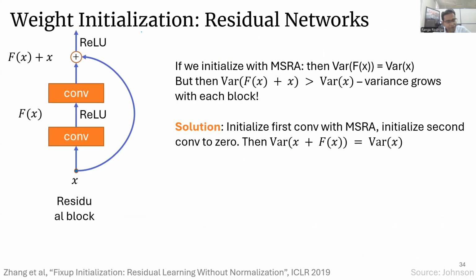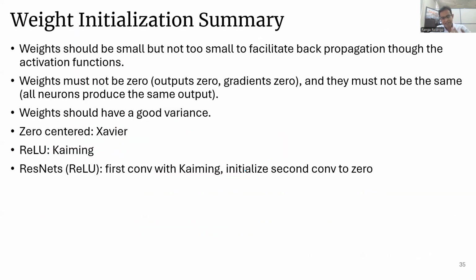Then for weight initialization for residual networks with ReLU, there is a problem. You know that the output is f(x) plus x because of the skip connection, and so the output variance will always be greater. The solution is to initialize the first convolution layer with MSRA, then initialize the second convolution layer with 0. So you can see there are different ways of initializing.